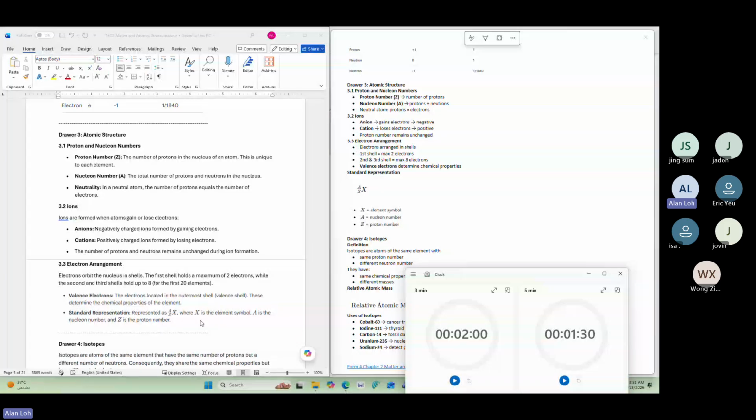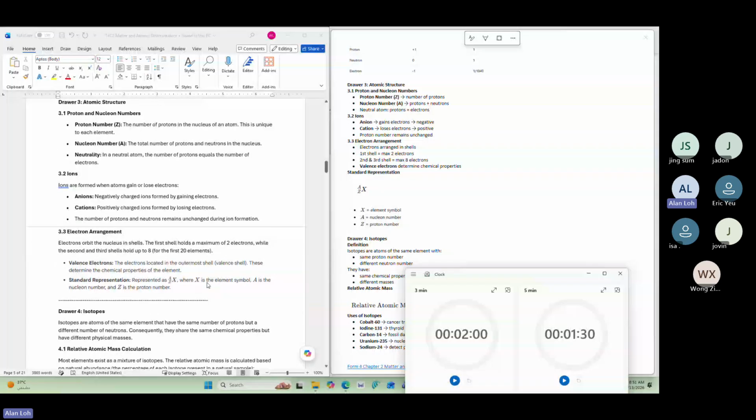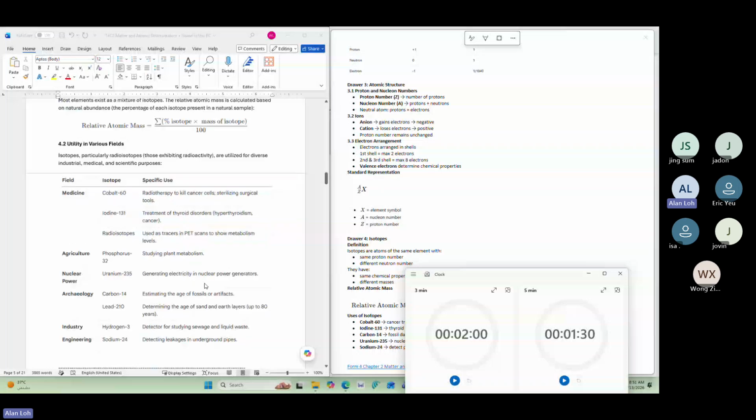All right. So that is drawer 3. Let's go to drawer 4. Let's see how long this is. Okay, let's do 1.5 minutes also. Start now.